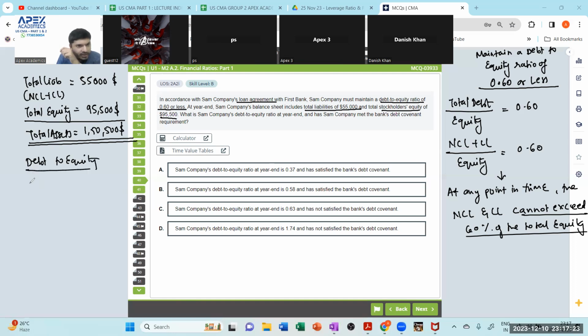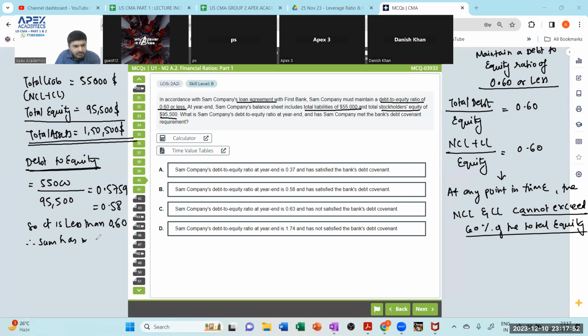Can I say that debt to equity is equal to 55,000 upon 95,500, which is equal to 0.5759, means 0.58. So it is less than 0.60. Therefore, Sam has met first bank's condition. Agreed or disagreed? Please tell me that.